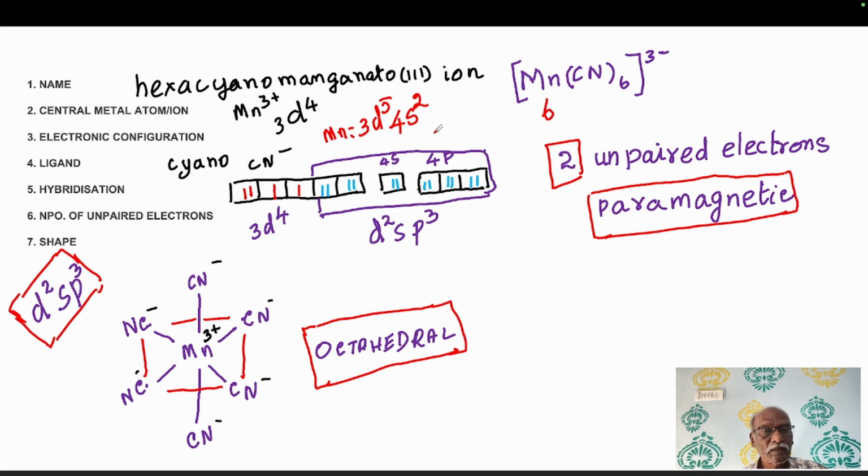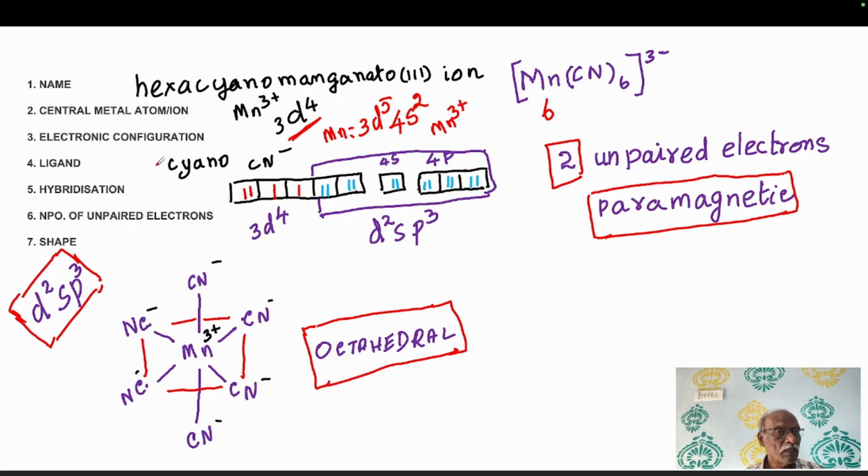But Mn3+ is different. How do we get 3+? We have to remove 3 electrons: 2 electrons from the s orbital and 1 electron from the d orbital, and thereby we have 3d4. In the 3d shell, we have only 4 electrons for this reason. So the Mn3+ ion's electronic configuration is 3d4.